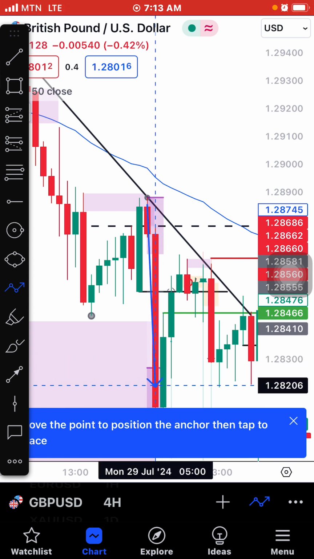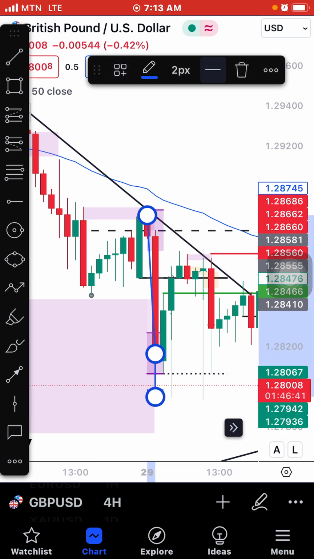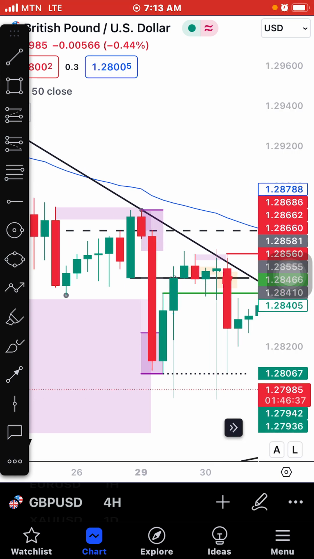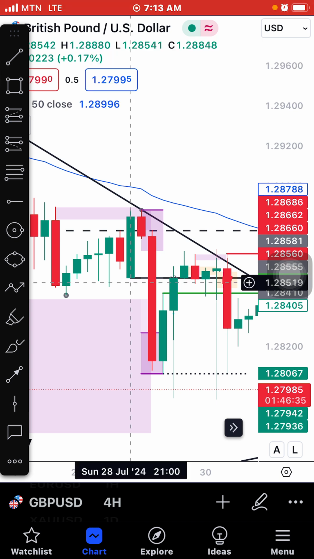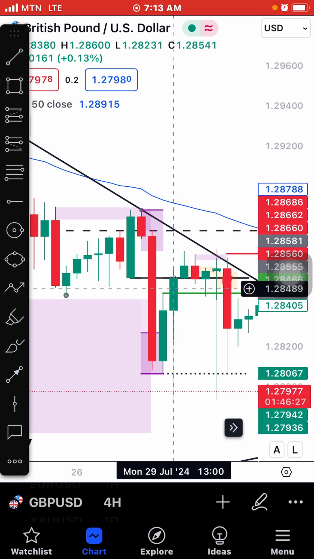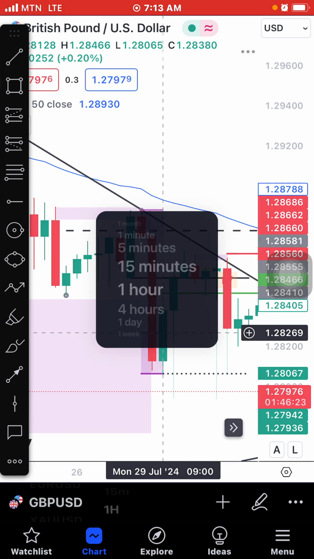So when Monday ended, I thought, okay, we need to get a pullback for us to continue trading downwards. So I marked this level right here, being this current support on the 4-hour time frame, and it is that price that I wanted price to pull back into. As I saw price pulling back, I went down to the 15 minutes time frame.